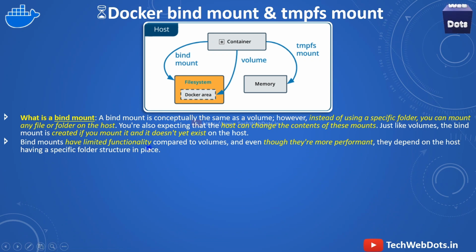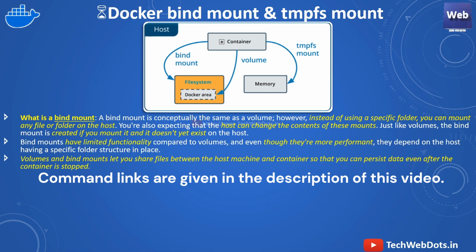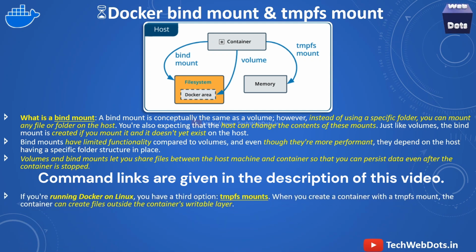Bind mounts have limited functionality compared to volumes, and even though they are more performant, they depend on the host having a specific folder structure in place. So from the performance point of view, Docker bind mount is good. Volume and bind mounts let you share files between the host machine and the container so that you can persist data even after the container is stopped, because the data is getting created in the host file system.